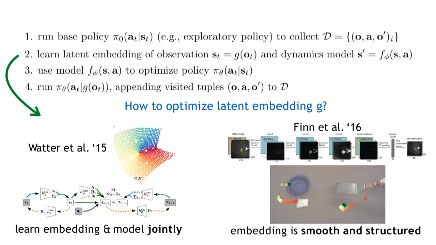In this paper, we use an autoencoder that had some structure. In particular, we were enforcing that the bottleneck of the autoencoder represented positions in 2D, these 2D feature points, which are quite nice for the types of robotic tasks that we look at. We also encourage this embedding to be smooth. So to summarize, we're learning a smooth and structured embedding.